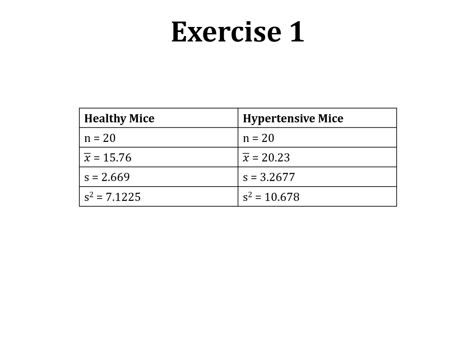Then the standard deviation of the plasma ACE levels from the mean value in the healthy mice is 2.669 picograms per deciliter, and in the hypertensive mice this is 3.2677 picograms per deciliter. And then in the healthy mice the variance is 7.1225, and in the hypertensive mice this is 10.678. So this is the descriptive statistics.